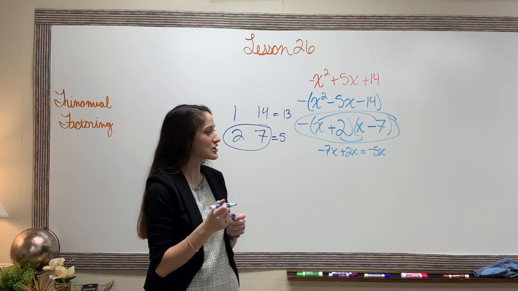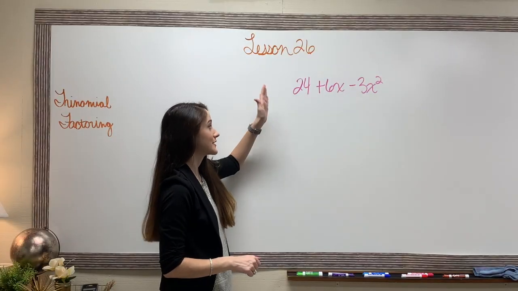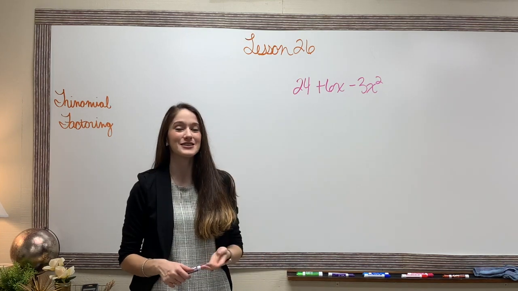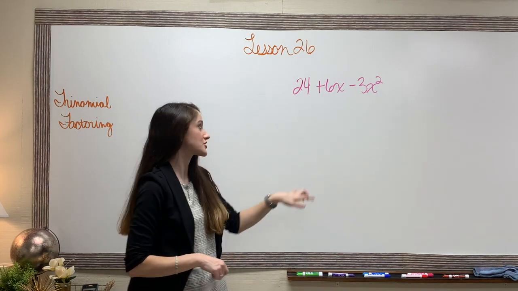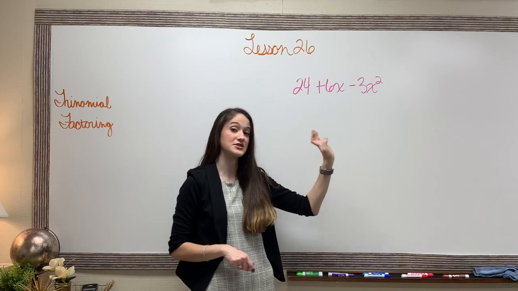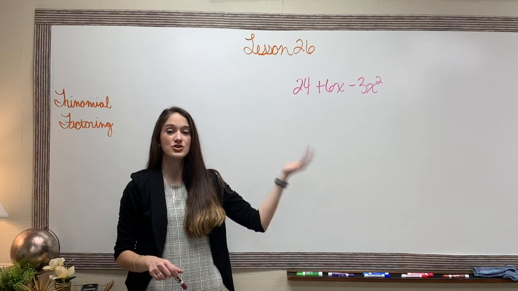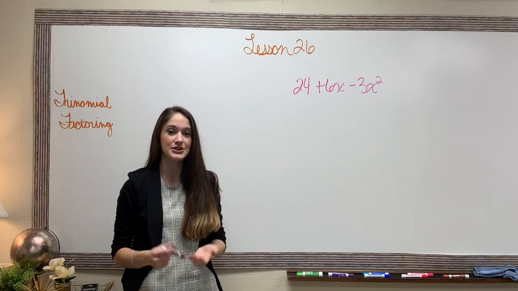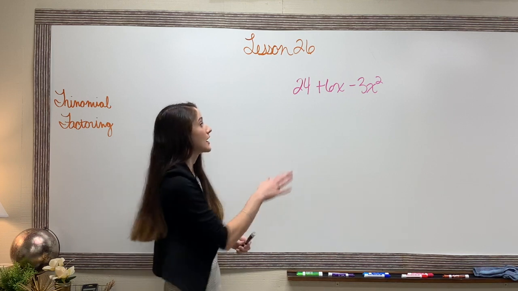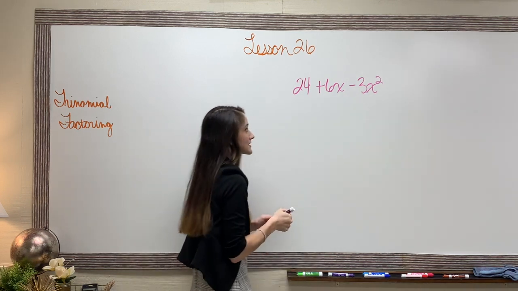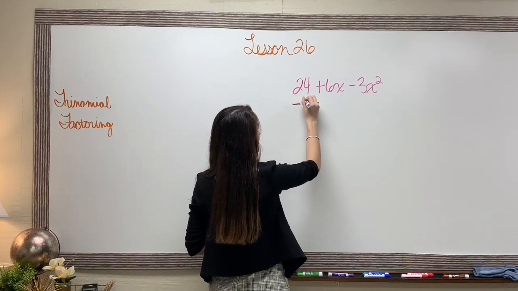All right, let's do a couple more practice problems. Okay, so this problem will bring in another concept, and that is before I start trying to put my trinomial into two binomials, I need to always try to take out the greatest common factor if there is one. And we see that this is not in descending order, so we're going to go ahead and fix that.